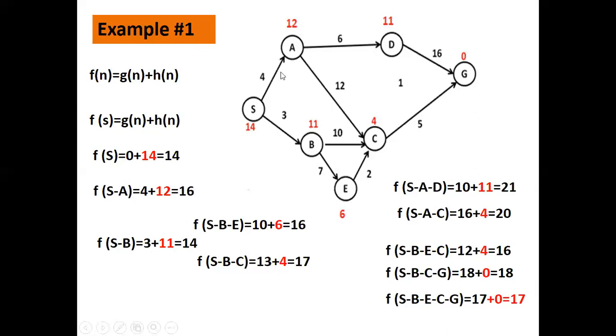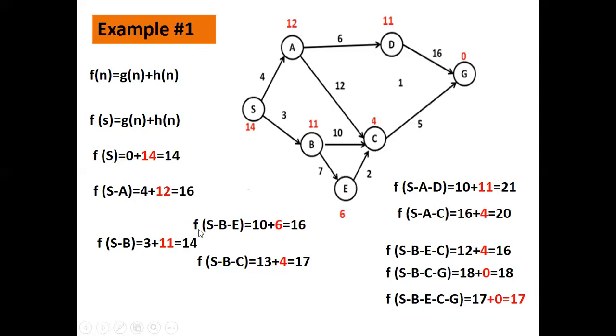We have already explored from S to A and S to B, and now we have to decide which one to expand further. So if you look at it, S to A is 16 and S to B is 14. The one which has lesser cost is S to B, so we'll expand S to B further. So if you expand from S to B, it will go from B to C, and also it will go from B to E.